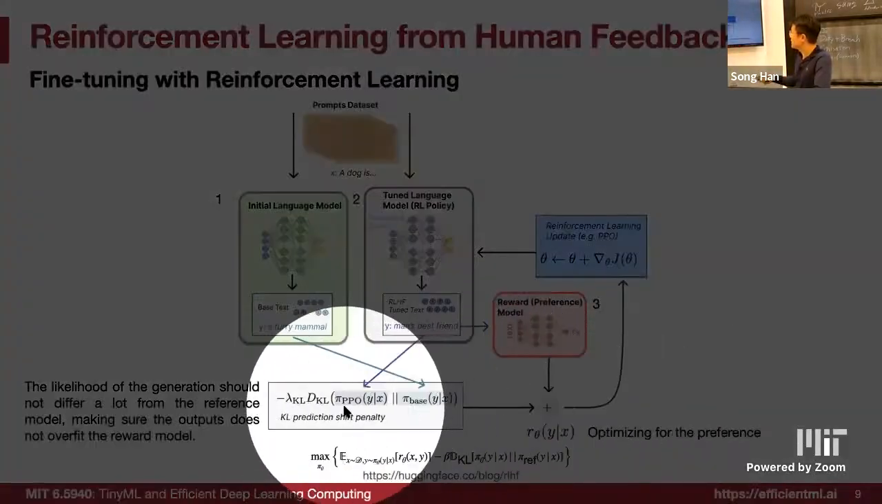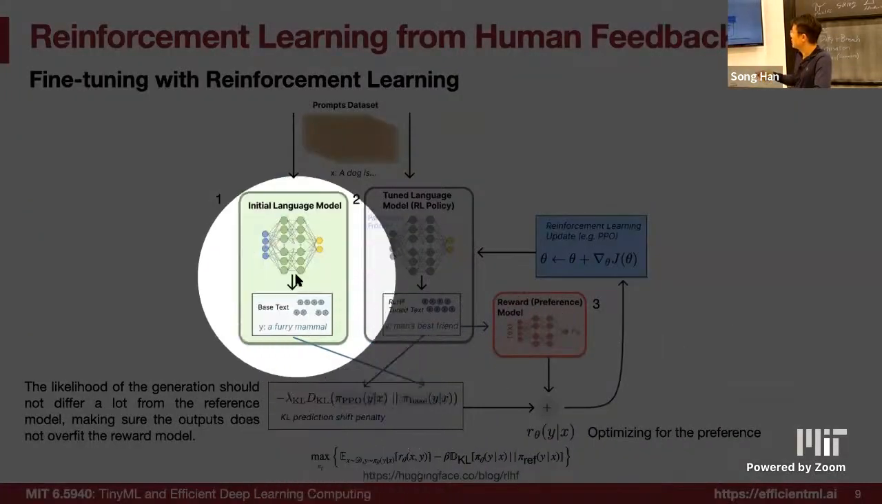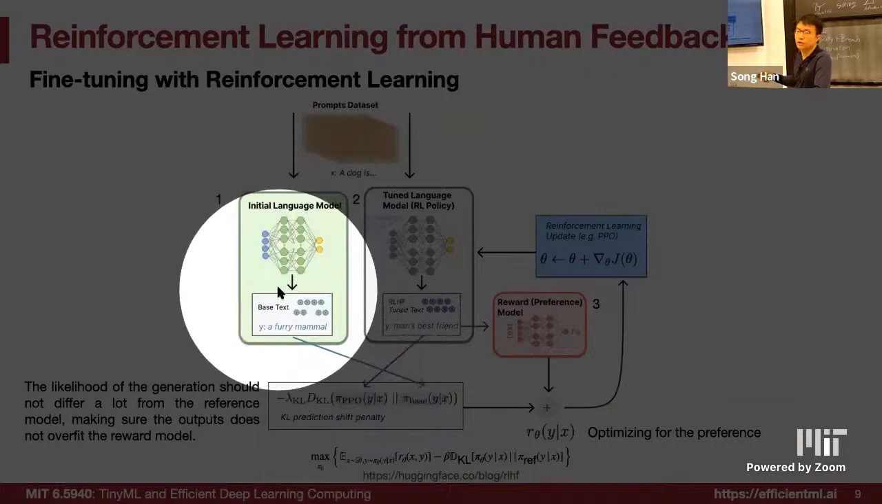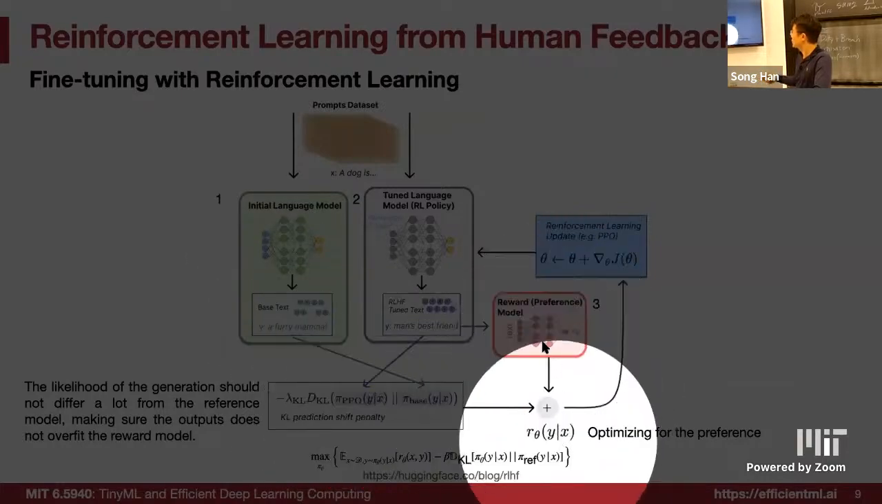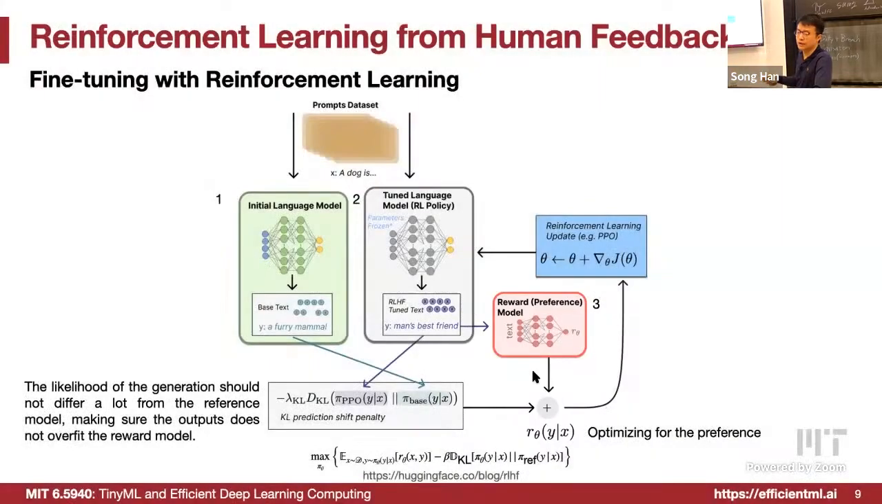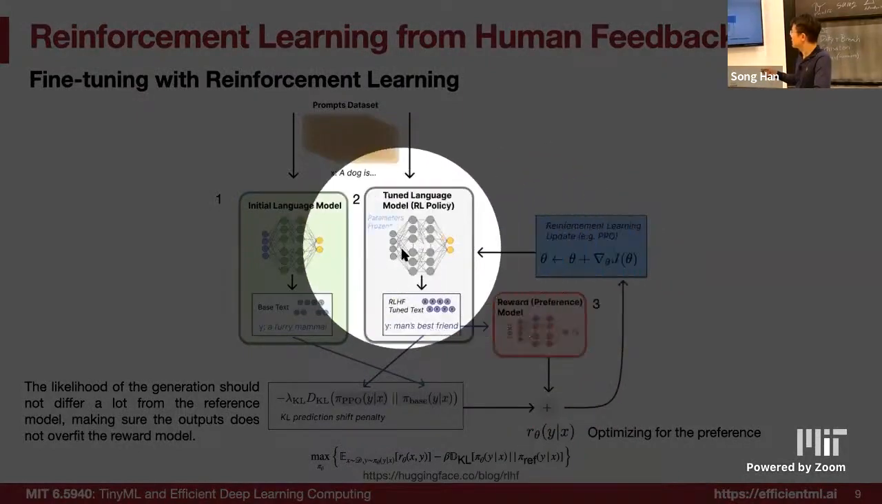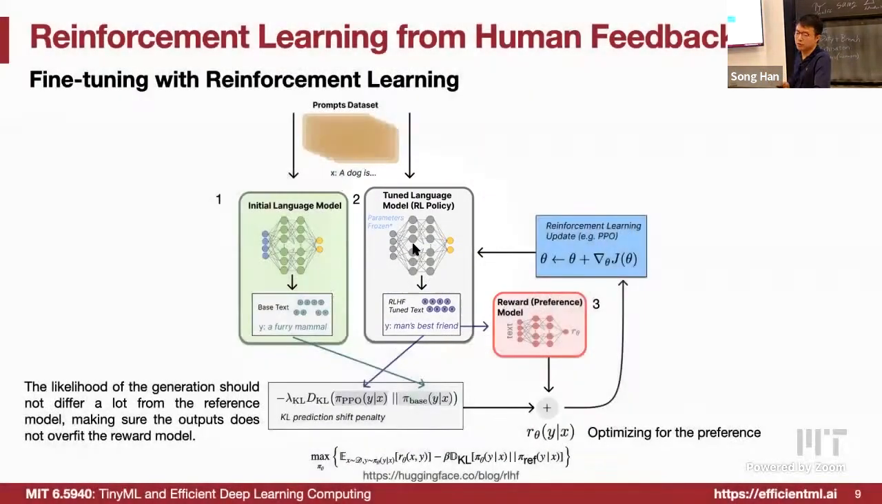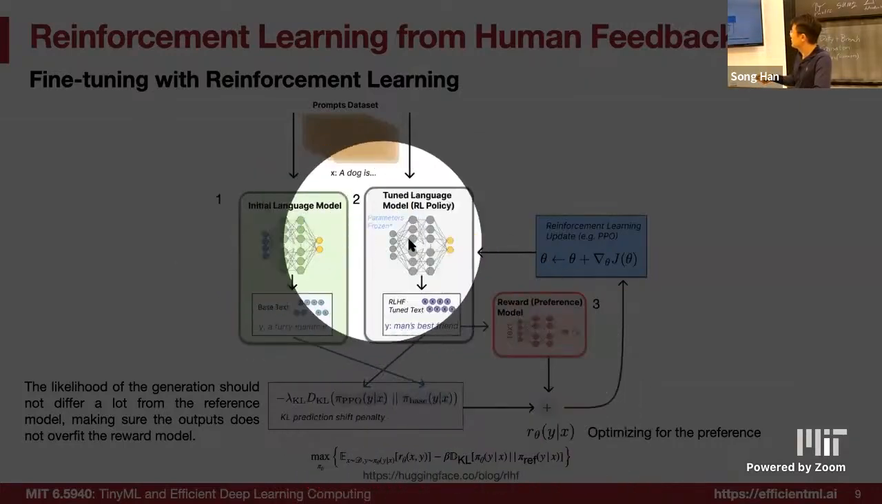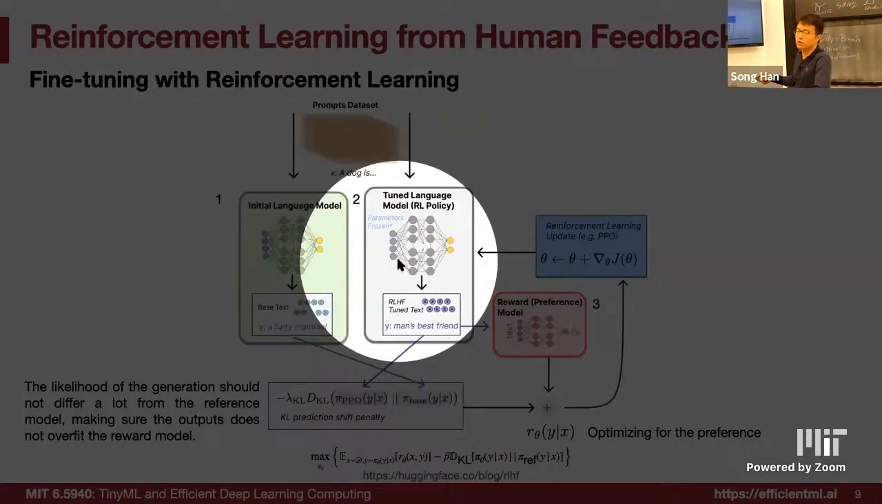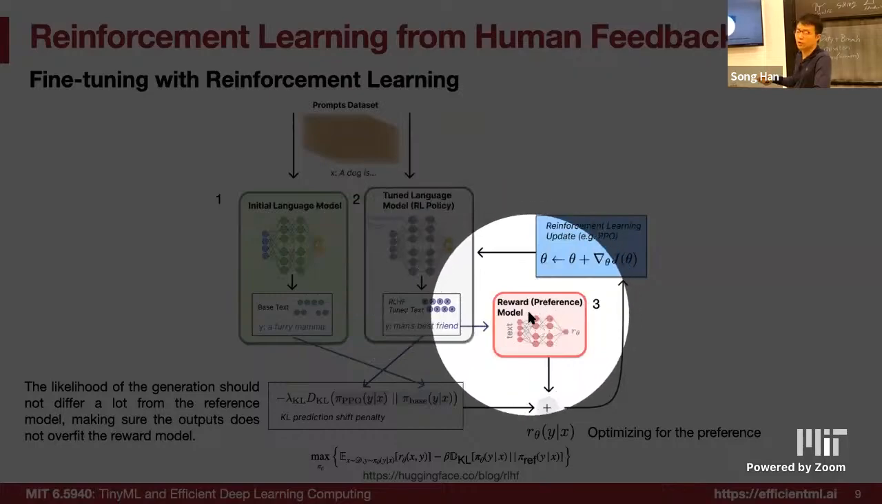One is the similarity with the initial language model, to make sure it's a good language model. And the second part is the reward model, to make sure it's aligned with human preference. By adding them together, that is the final loss, and we use that to update our language model. So two losses here, and three models: one initial model, one language model under training, and one reward model.